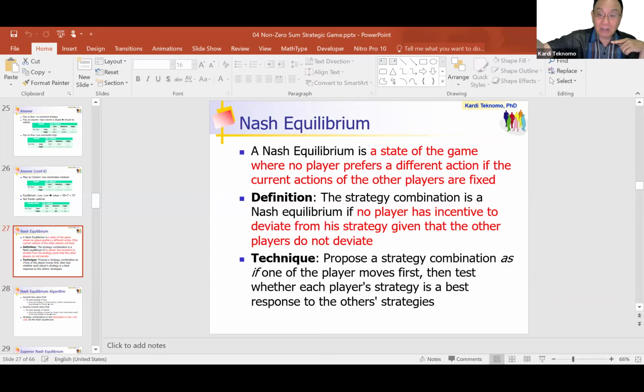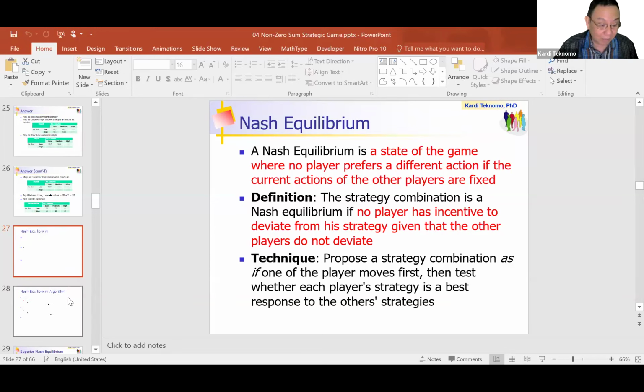Okay, so that sounds complicated. Don't worry, the technique is simple. First, you propose a strategic combination, pretending that one of the players moves first. It's not simultaneous. So play as if one of the players moves first, then test whether each player's strategy is the best response to the other's strategy. I'll give you an example, and then I'll give you the technique. Simple.